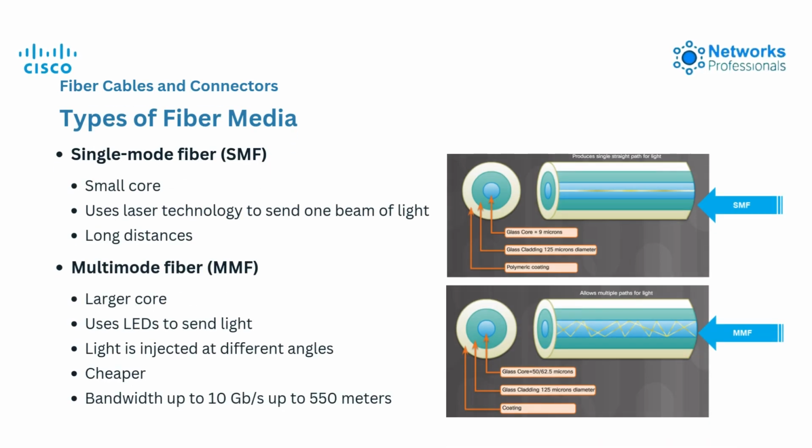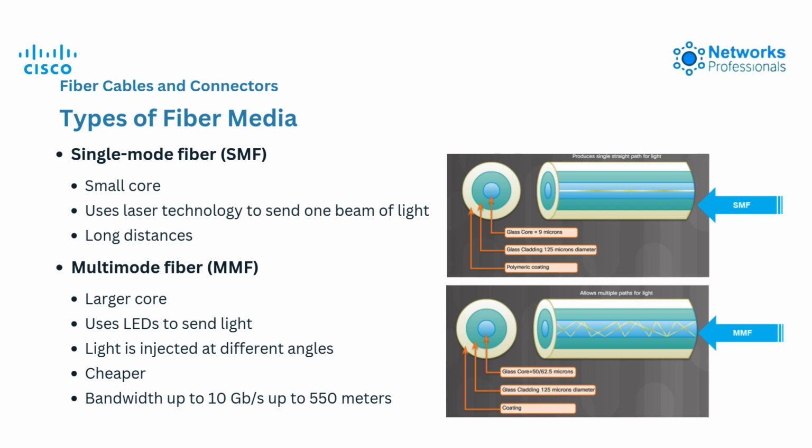Fiber optic cables are a crucial part of modern networking, offering high-speed data transmission over long distances. These cables use light signals instead of electrical signals to transmit data, providing much higher speeds and reduced interference compared to copper cables. There are two main types of fiber media used in networking.